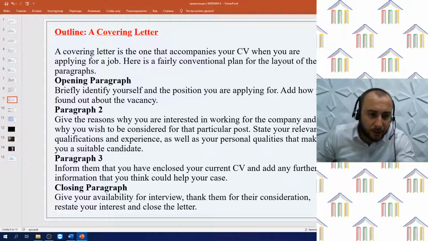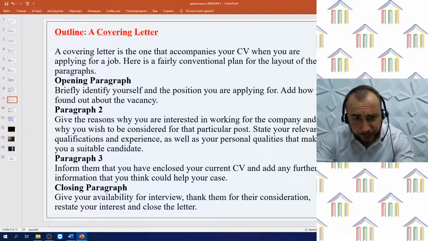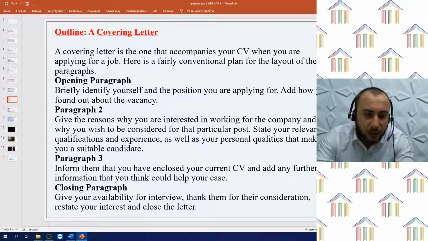Outline of a covering letter. A covering letter is the one that accompanies your CV when you're applying for a job. Here is a fairly conventional plan for the layout of the paragraphs. Opening paragraph. Briefly identify yourself and the position you are applying for, and how you found out about the vacancy. Paragraph 2. Give the reasons why you are interested in working for the company and why you wish to be considered for that particular post. State your relevant qualifications and experience, as well as your personal qualities that make you a suitable candidate.